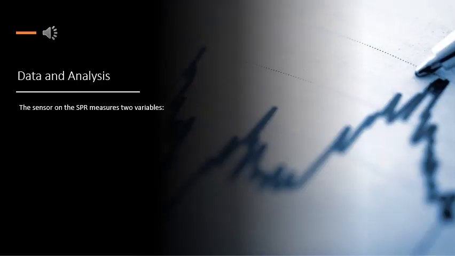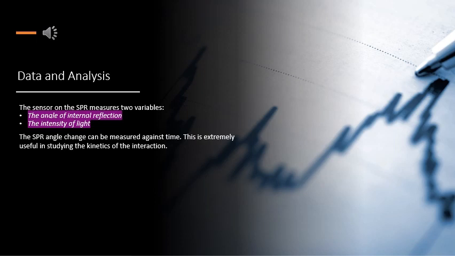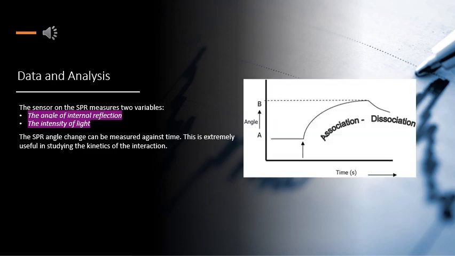The sensor on the SPR measures two main variables, the angle and the light intensity. The SPR angle can also be measured against time. A change over time can then be used to study the kinetics of an interaction, for example, ligands associating with ligand receptors bound to the surface of the gold sheet. As you can see on the graph, the angle remains constant until the addition of the ligand. As the ligand associates with the receptors, the refractive index will change and the angle will change accordingly. The angle will then steadily decrease back to the normal as dissociation occurs.